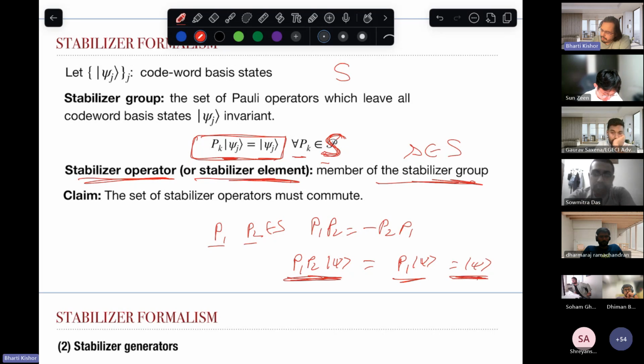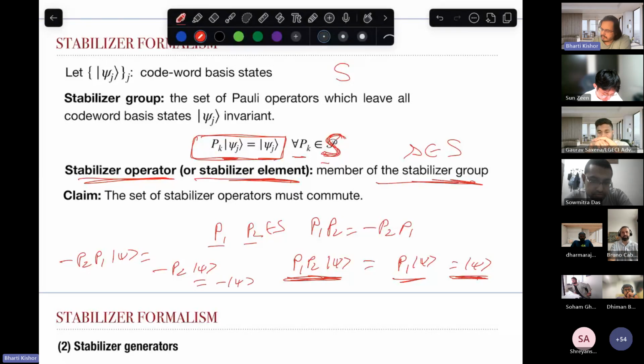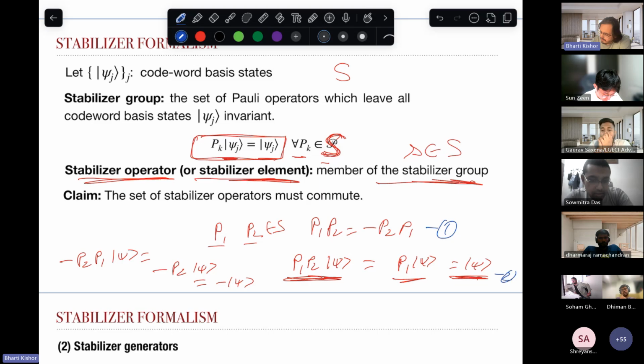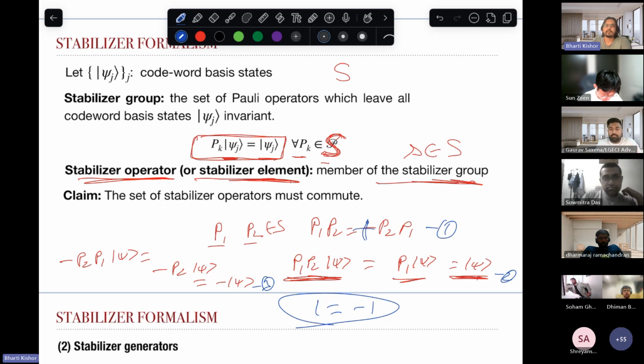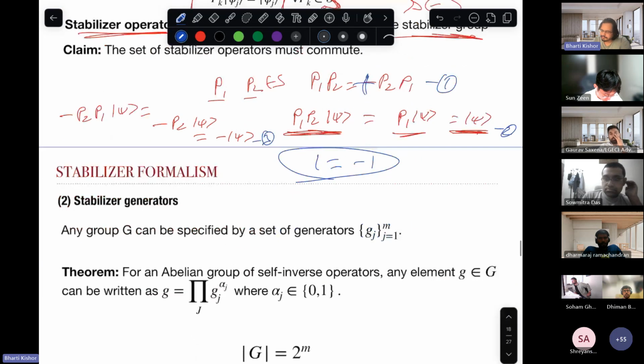But then when you do minus P2 P1 psi, that will give you minus P2 psi, and that is minus psi. So if you use these three results, that gives you a contradiction because 1 is equal to minus 1. That cannot happen. So we arrive at a contradiction. So P1 P2 should be equal to plus P2 P1. So all the stabilizer operators in the stabilizer group must commute. It's a very easy proof.